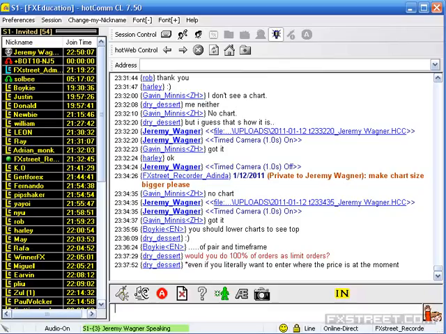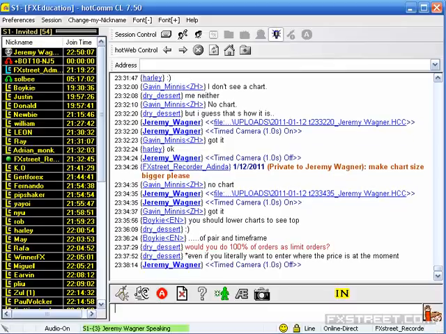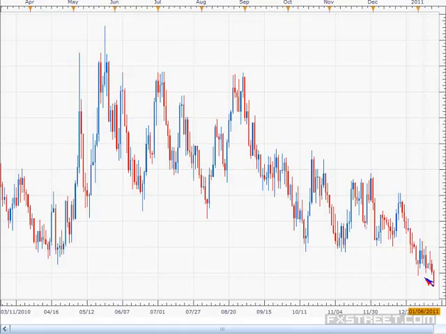Question here, would you do 100% of the orders as limit orders? Well, that's going to depend on your strategy. So, for example, this is the $CAD daily chart. Would we use 100% of the orders as limit orders? Well, it depends. If you're using a breakout type of strategy, then 100% of your orders are not going to be limit orders, because you're not going to be entering at a price that's more favorable to you.